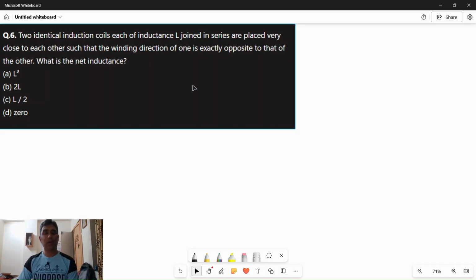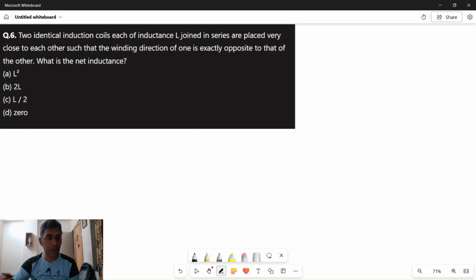Two identical induction coils, each of inductance L, are joined in series, placed very close to each other, such that winding direction of one is exactly opposite to that of the other. What is the net inductance? See, in this case, when two coils are joined in series and they are placed very close to each other, such that winding direction of one is exactly opposite to that of the other, what happens?